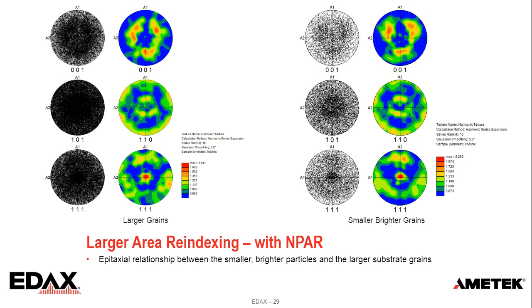So what we can see here is that in the 111 pole figure, the bottom one on the bottom right of each one, there's a peak in there. It's showing there's a preferred 111 orientation for both the larger grains and the smaller grains, showing that sort of an epitaxial type of a relationship between the two microstructural components.